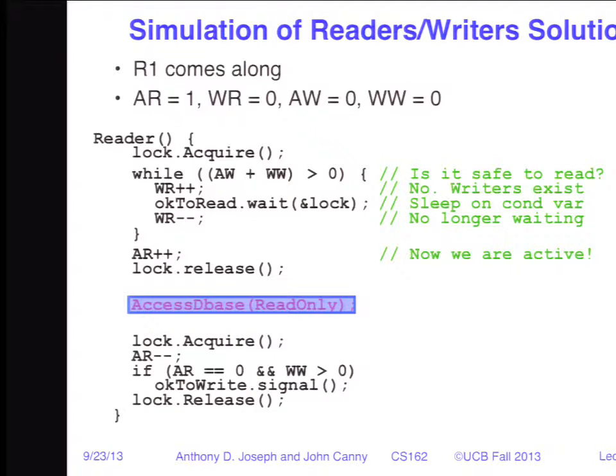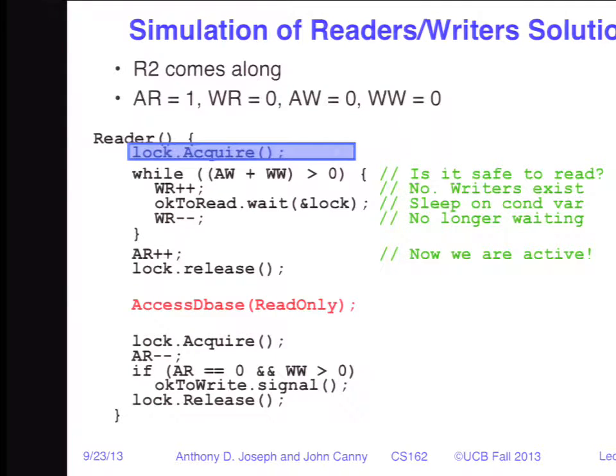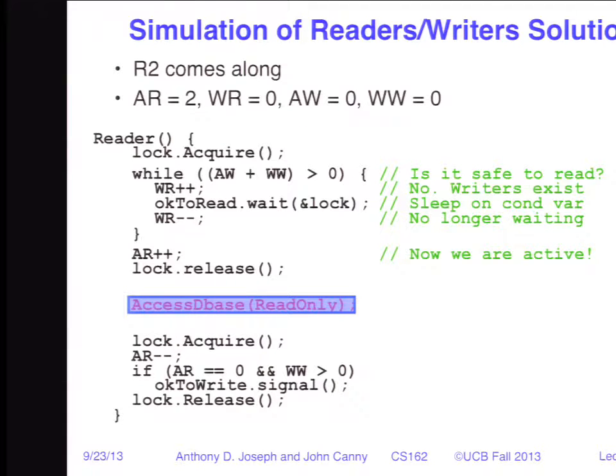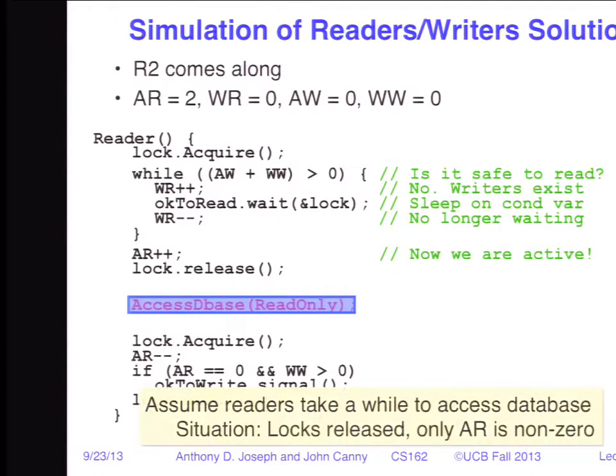Now, along comes reader 2. We acquire the lock. We do our check. 0 plus 0 is not greater than 0. So we become an active reader. Active readers now is 2. Release the lock, and access the database. Now, we're going to assume it takes a while to access the database. So we're going to assume the locks for the state variables have been released, but active readers is non-zero.